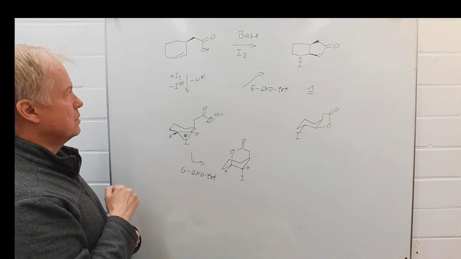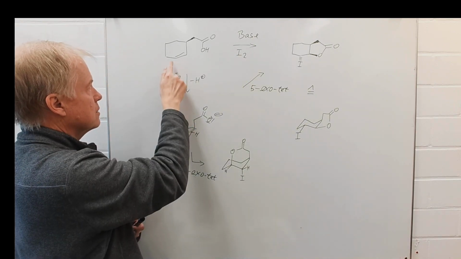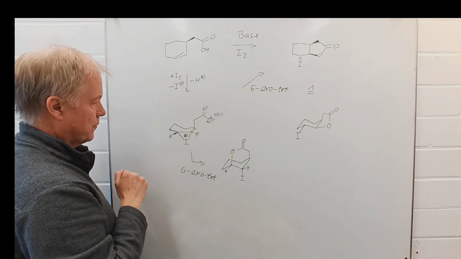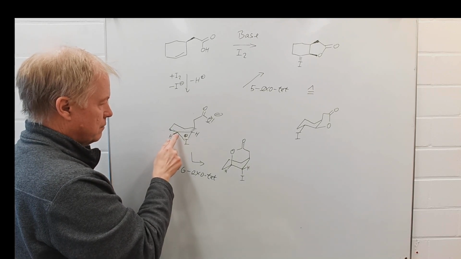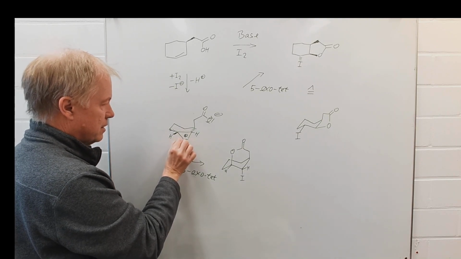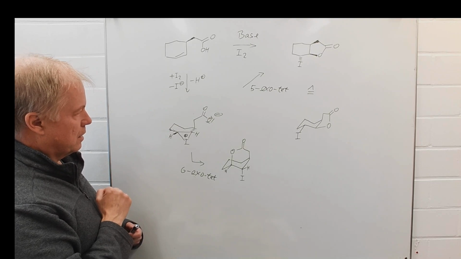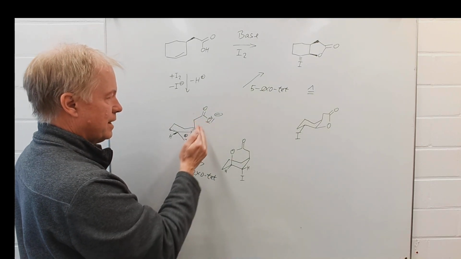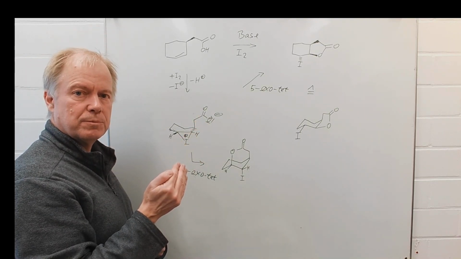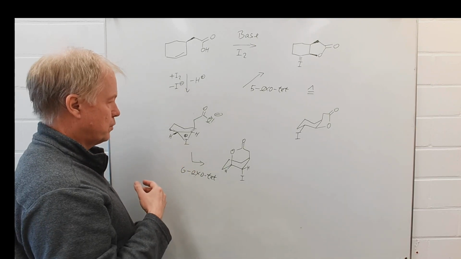So, the mechanism of this reaction: the iodine will react with the olefin, forming this iodonium cation, a three-membered cationic ring. And now, in the next step, a nucleophilic substitution will take place, an SN2 process.